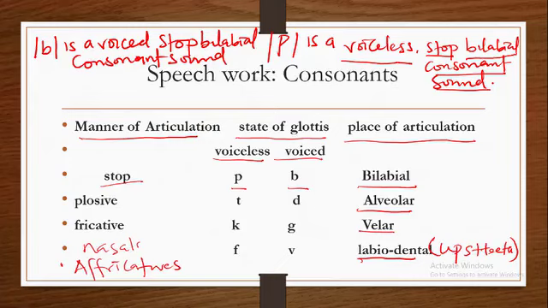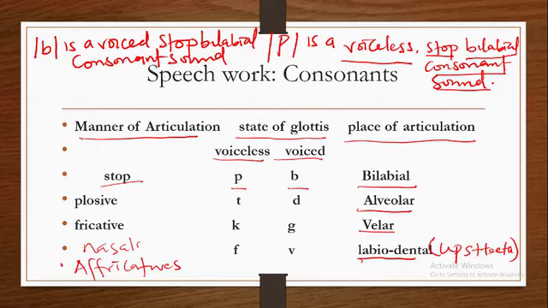Okay, so B is voiced. So the only difference between B and the other is that B is voiced, the other is voiceless, but they are both stop bilabial consonant sounds. But the only difference is one is voiceless, the other is what? Voiced. So we have them like that.